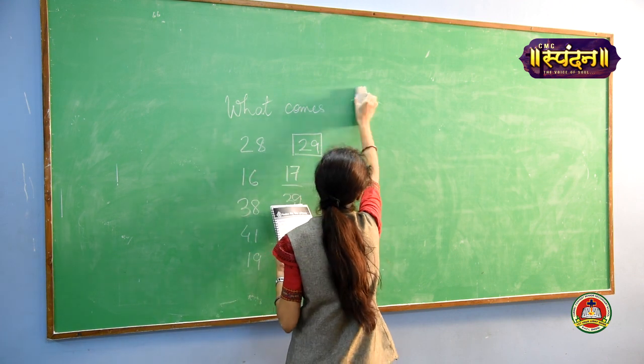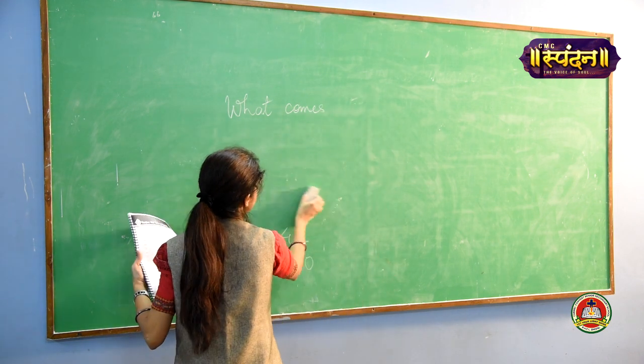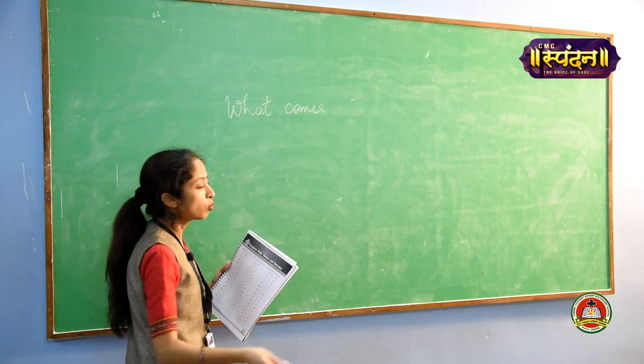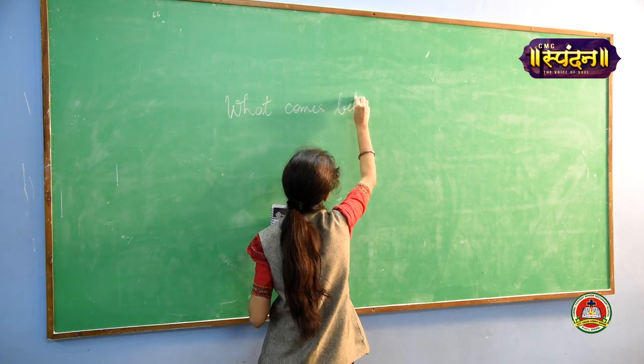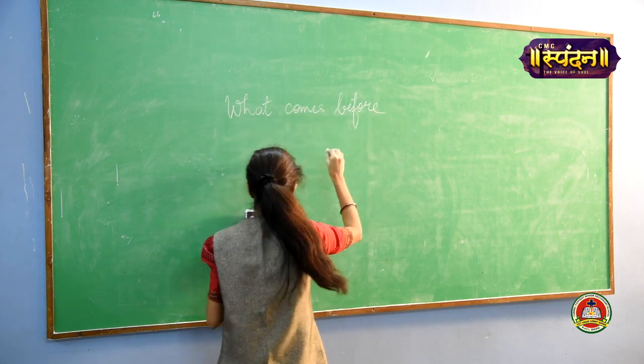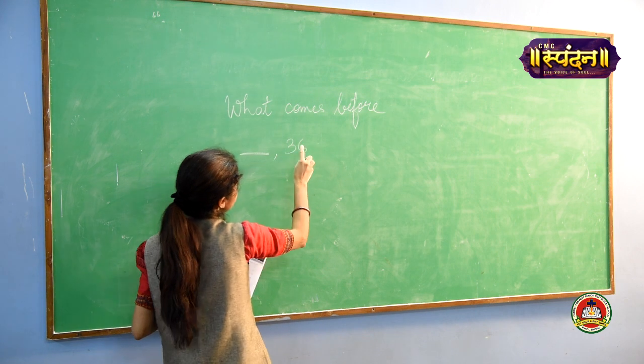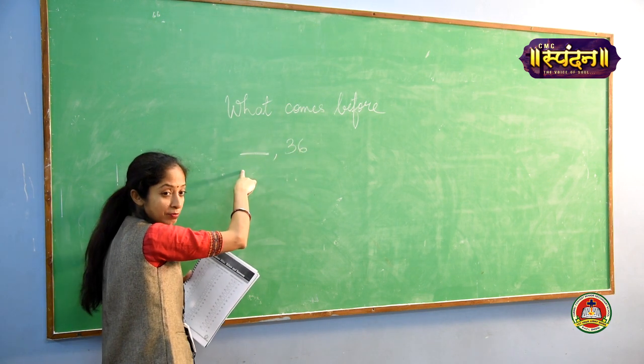Sorry, what comes before. Before matlab pehle, uske pehle kya aaya. Here we have done what comes after that number. Now what comes before, iske pehle. Before matlab pehle. So here I will write the blank first and then the numbers. So now before 36 what comes?